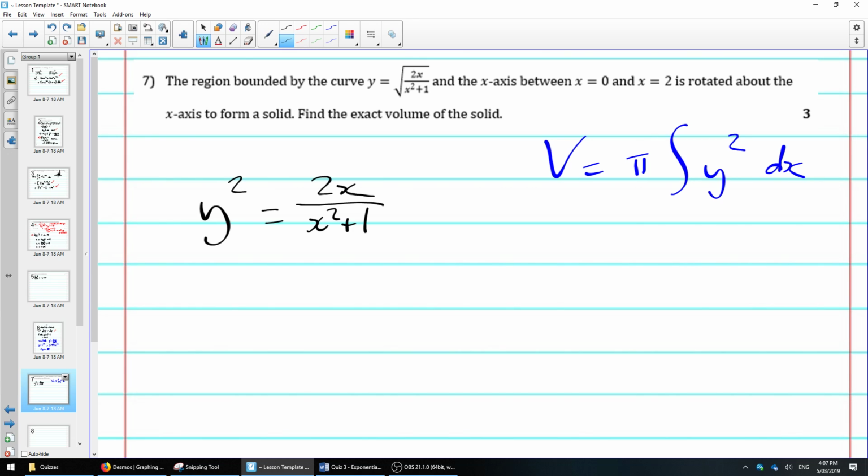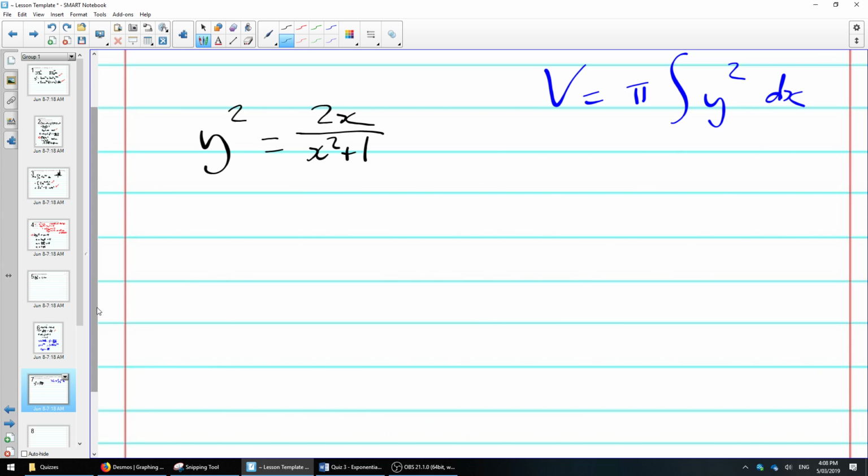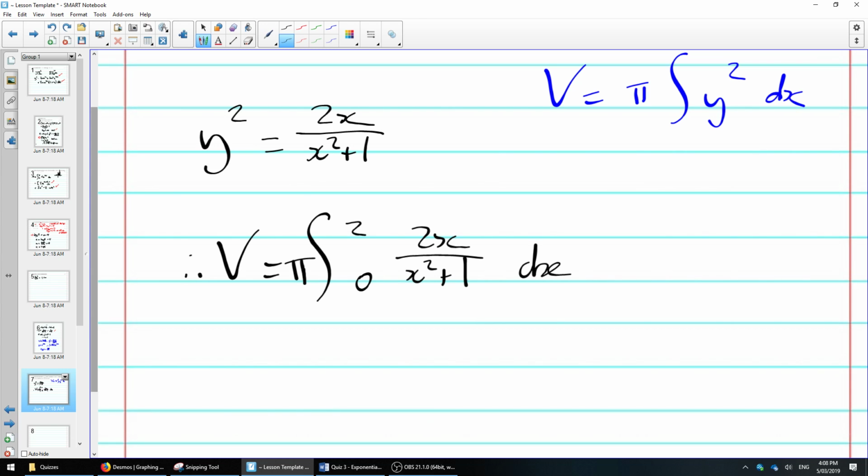Oh, sorry, before I do anything. 3 marks. What do you think we need to do? Okay, so the first thing we need to do is find what y squared was. The next thing was integrate it. The third thing was sub it in, find the volume, all that kind of stuff. So now that we have that, therefore, the volume is pi times the integral between what two values? 2 and 0. Of 2x over x squared plus 1 dx.